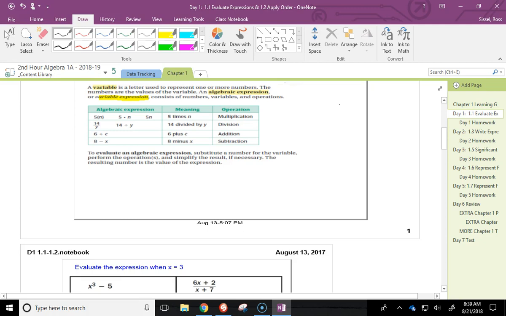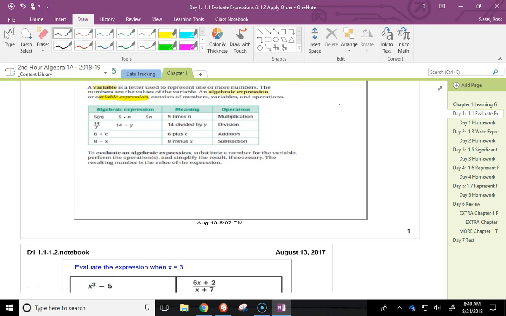14 over y means the same thing as 14 divided by y. 6 plus c is our addition. And of course, 8 minus x is subtraction. To evaluate an algebraic expression, substitute a number for the variable, perform the operation, and simplify.